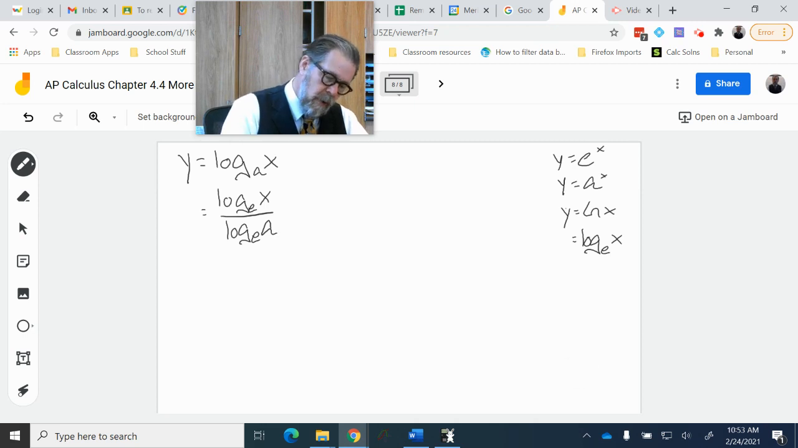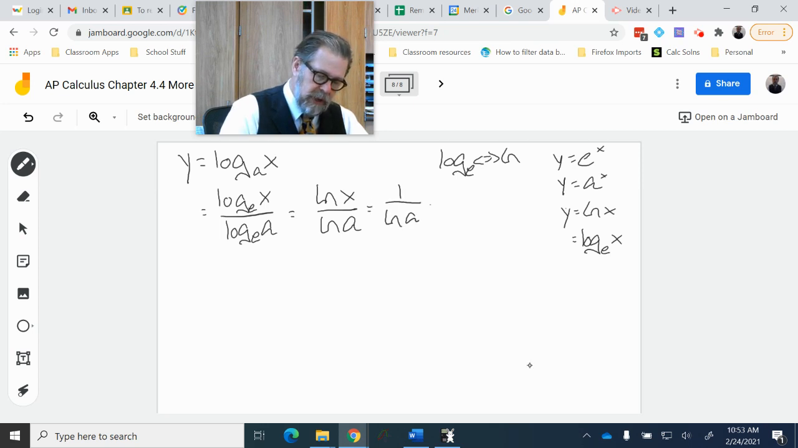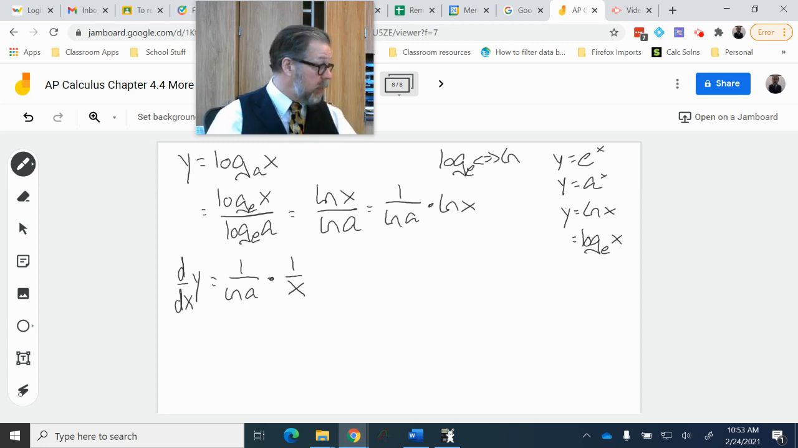And of course, hopefully you remember that log base e is the same as natural log. And so what we've got here is natural log of x over natural log of a. So we'll rewrite this one more time. I'm going to write it as 1 over natural log of a times natural log of x, which means that the derivative of this function with respect to x is a constant term times the derivative of the function.